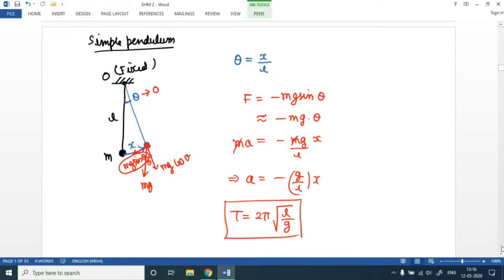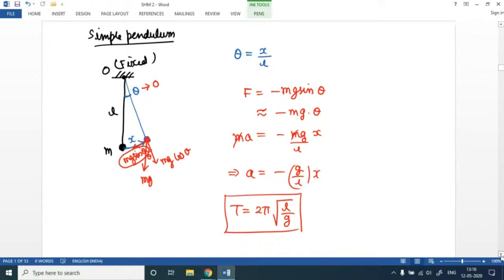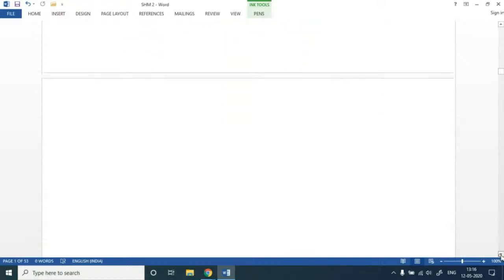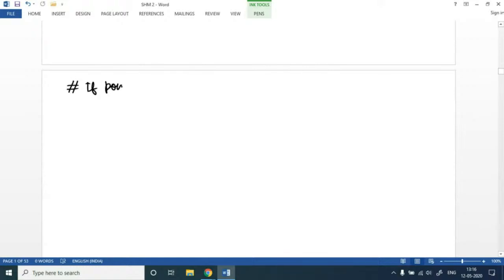So here we have taken the case when the point of suspension is stationary or fixed. Okay, so let's take another example when we will be having the point of suspension accelerated. So if point of suspension is accelerated, okay, so let's take this example. So let's say this is point of suspension, and this is, say, accelerated in some random direction with acceleration a, and let's say a is making an angle beta from the vertical.